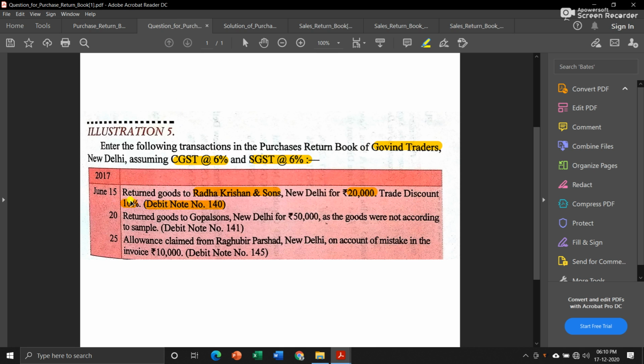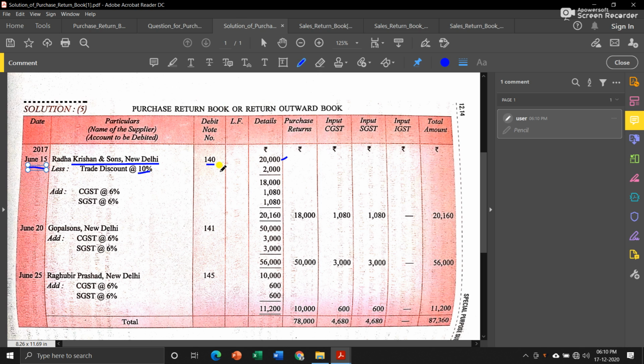Remember, while doing journal transactions we used to provide this trade discount while returning goods as well. So in this case also we will deduct trade discount at 10%. 10% of 20,000 is 2,000. So after deducting we got 18,000.